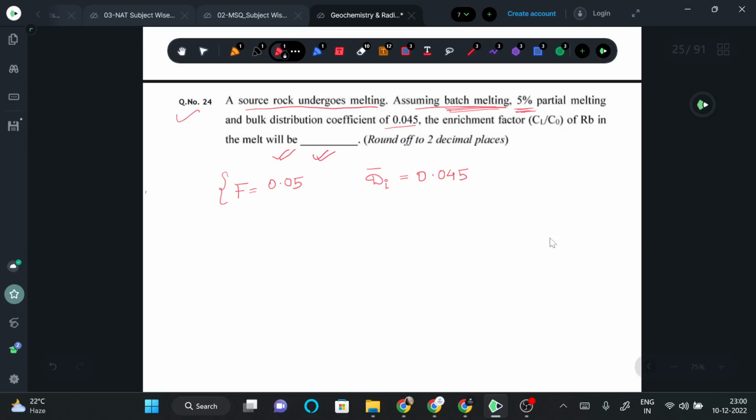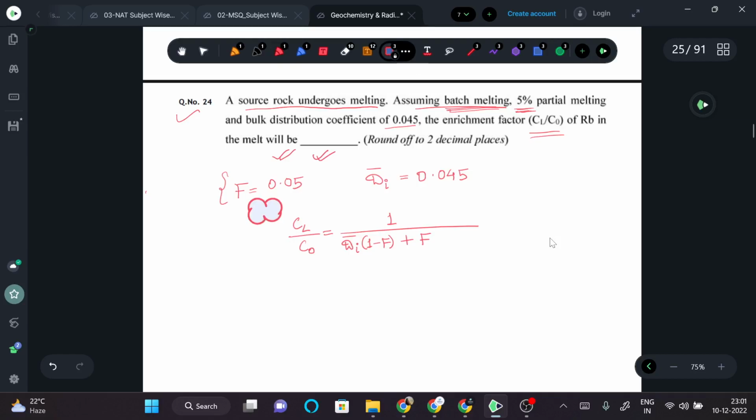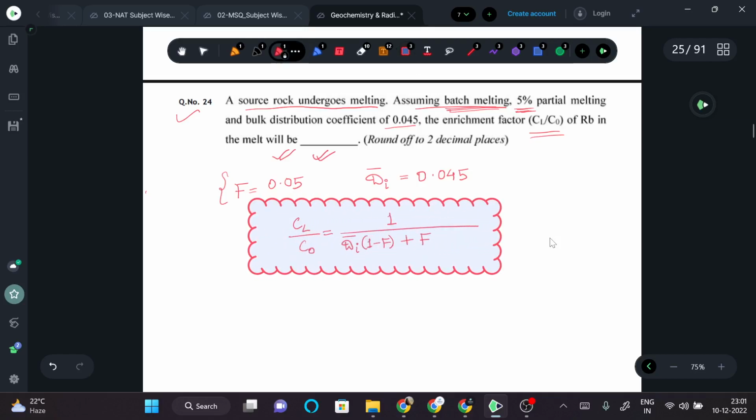Now the question is pretty simple. These two things are given to you. It is directly asking Cl by C naught. So the formula for batch melting, I am writing it over here. Cl by C naught for batch melting is 1 whole divided by Di bar times (1 minus F) plus F. These things you need to remember, and this will come by practice. Just keep on practicing questions on these. If you don't remember, you will not even be able to start the question in the exam.